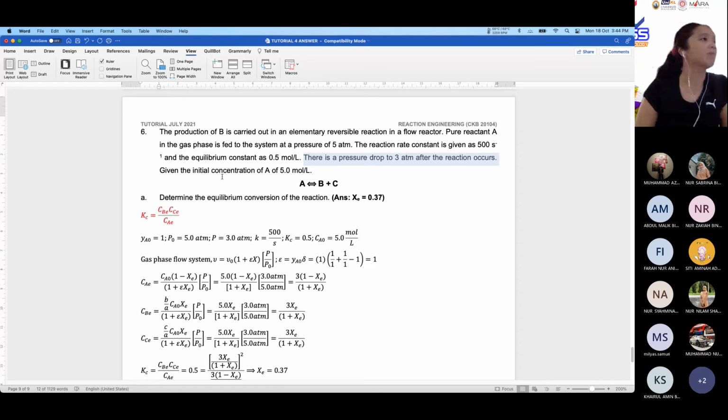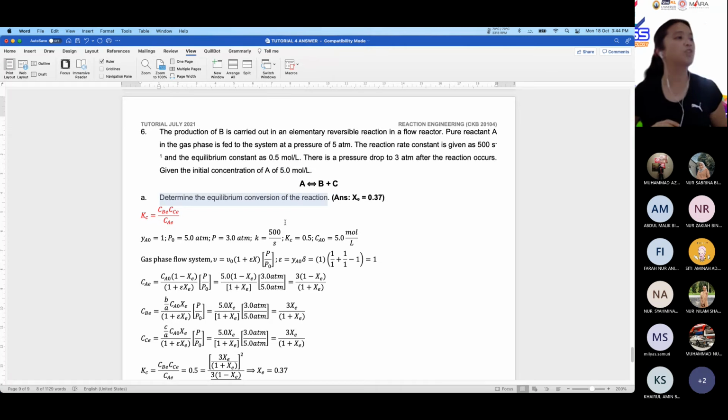Okay, so next. Determine the initial concentration of A, 5 mole per liter, CA0 is 5. Okay, so done. That's all information yang dia beri. Okay, this says, determine the equilibrium conversion of the reaction. This one kita cari the equilibrium conversion.